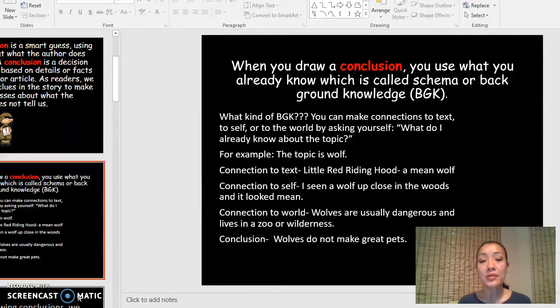So for example, the topic is a wolf. Connection to text: Little Red Riding Hood. Everyone has read Little Red Riding Hood. In Little Red Riding Hood, the wolf was mean. Connection to self: I saw a wolf up close in the woods, and it looked pretty mean. Connection to the world: wolves are usually dangerous and live in a zoo or a wilderness. In conclusion, I'm going to use all those clues, and I'm going to come up with a smart guess. So my conclusion is wolves do not make great pets.